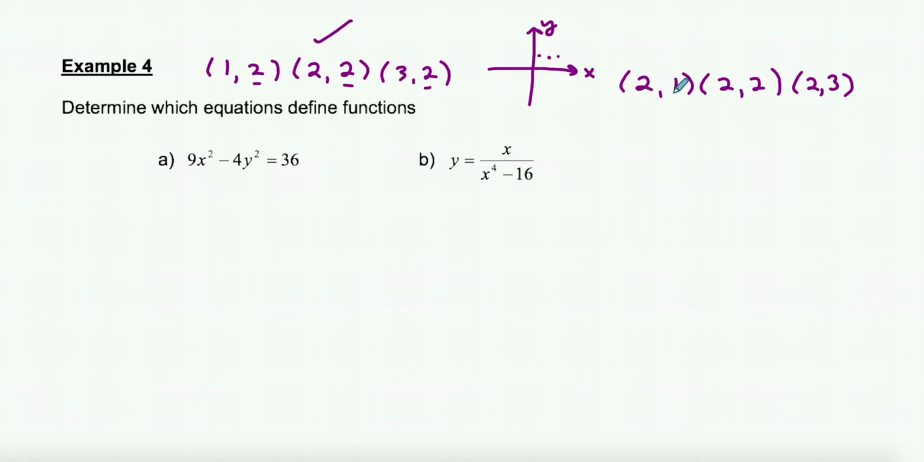If I had 2, 1, that would be here, and then 2, 2, I would be above it, and 2, 3, I would be above it. This would not be a function. So the x values cannot repeat.